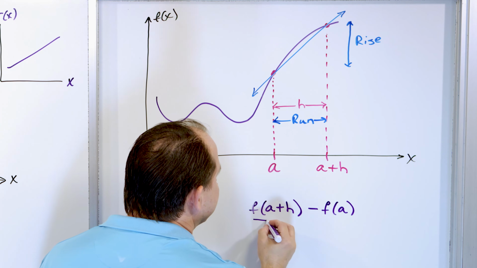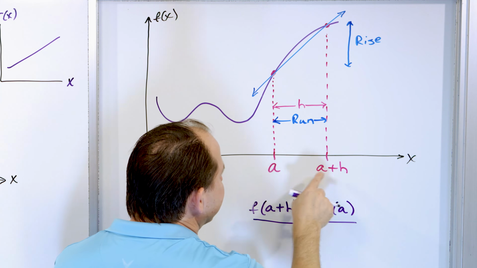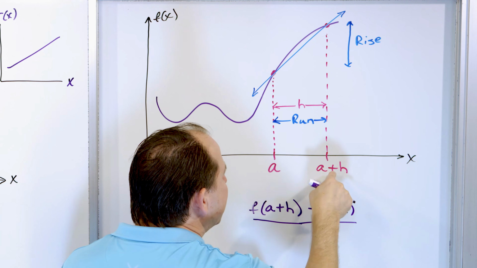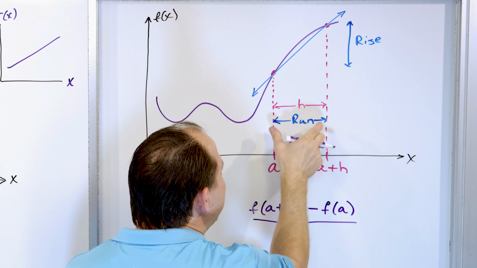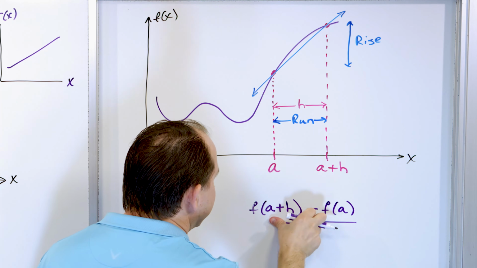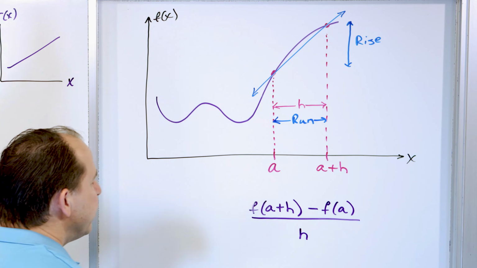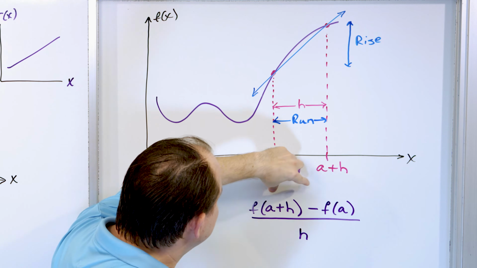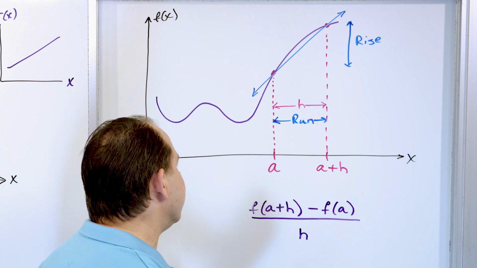But then I have to divide by the run, right? But what is the run? It's this minus this, right? If you take a plus h minus a, the a's go away, and the width here, as I already wrote down, is just h on the bottom, like this. This line is bothering me, so I'm going to try to make it a little straighter. So this is rise over run. This is the subtraction of the outputs, giving me the rise. And h, as defined by my drawing here, is the run.